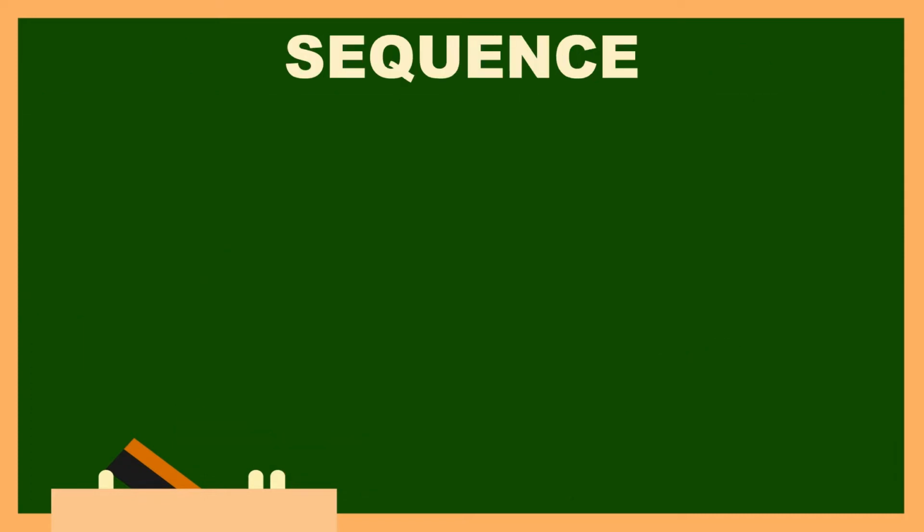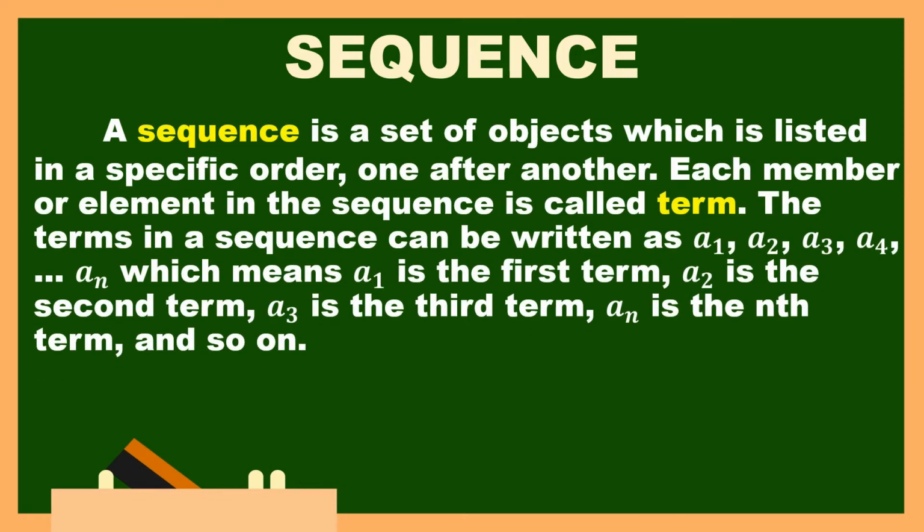So what is a sequence? A sequence is a set of objects which is listed in a specific order, one after another. Each member or the element in the sequence is called term. The terms in a sequence can be written as A sub 1, A sub 2, A sub 3, A sub 4, up to A sub n, which means A sub 1 is the first term, A sub 2 is the second term, A sub 3 is the third term, and A sub n is the nth term, and so on.